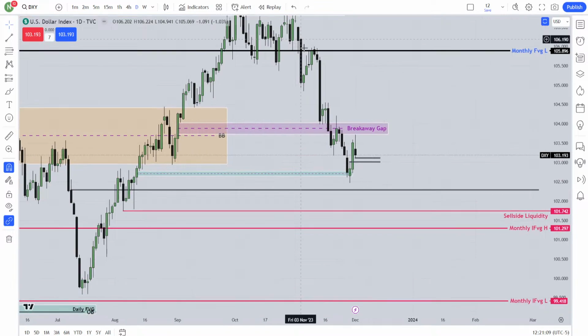So it went through this breakaway gap. It came to the last fair value gap from the daily chart. It has come here. This fair value gap has held the price. Price has started to go higher. Where did it go? To the low of the breakaway gap. It has been rejected from the consequent encroachment. It came back again to the low of the breakaway gap.